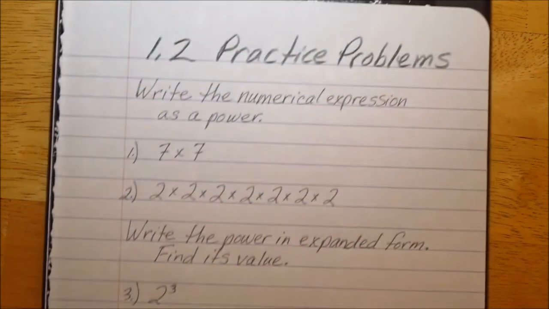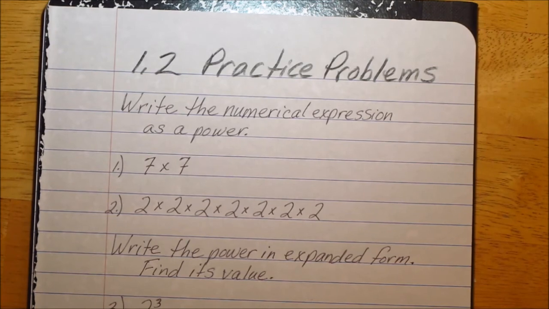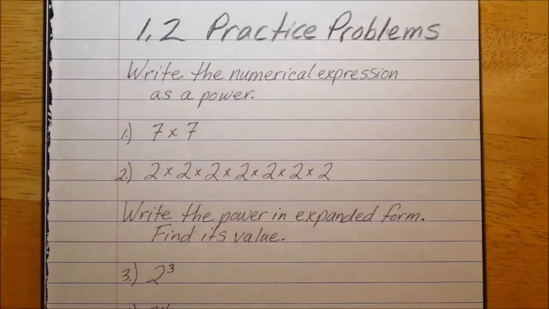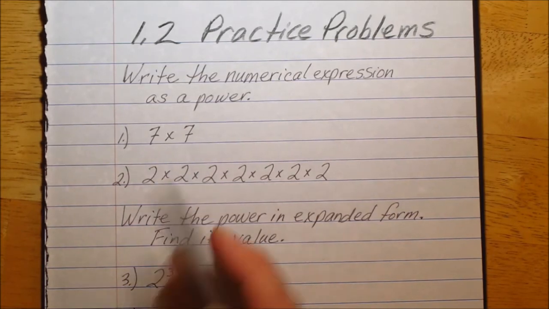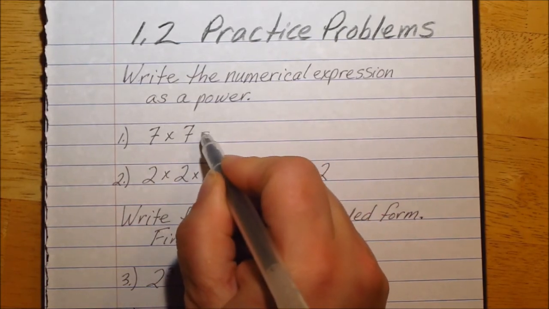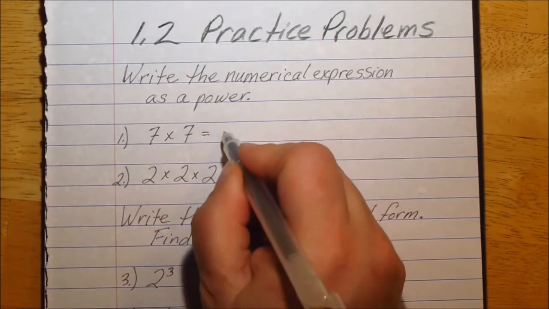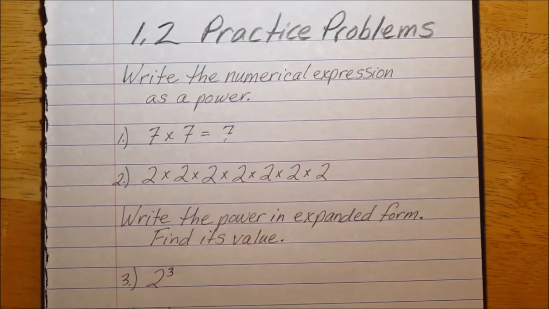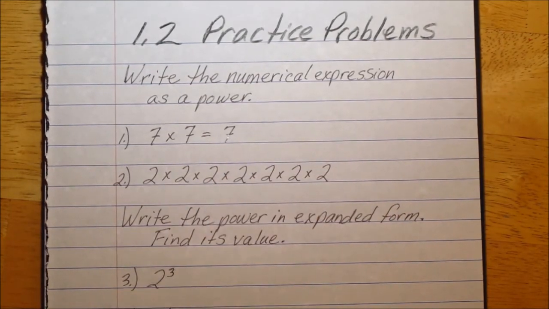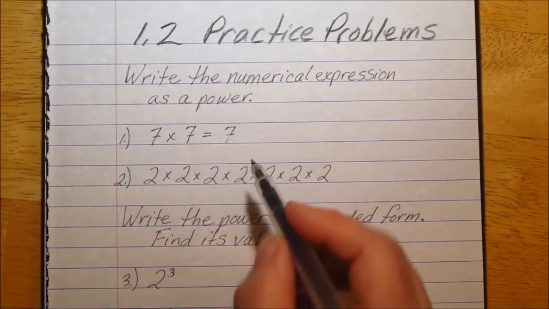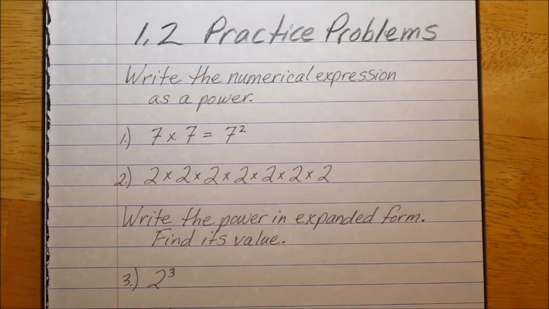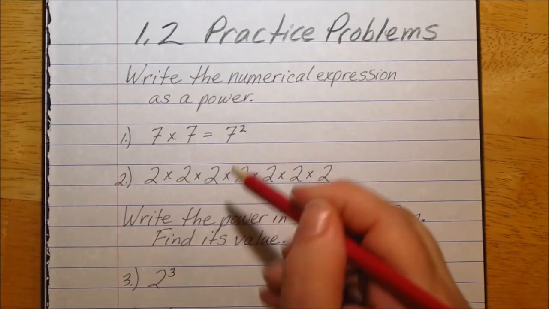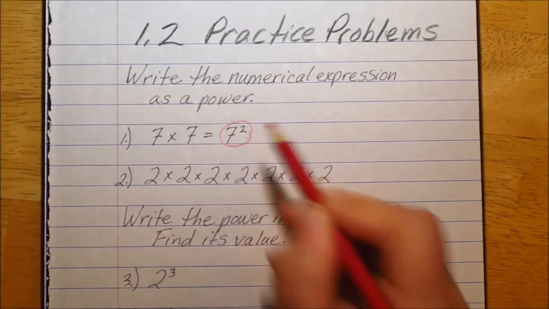Okay, let's do a quick look at how we do these. The first one is write the numerical expression as a power. Well, I see 7 times 7. As a power, I know the number that I see is my base, and my exponent is how many times it's being multiplied. It's being multiplied 2 times. So the power for 7 times 7 is 7 squared. That's my answer.